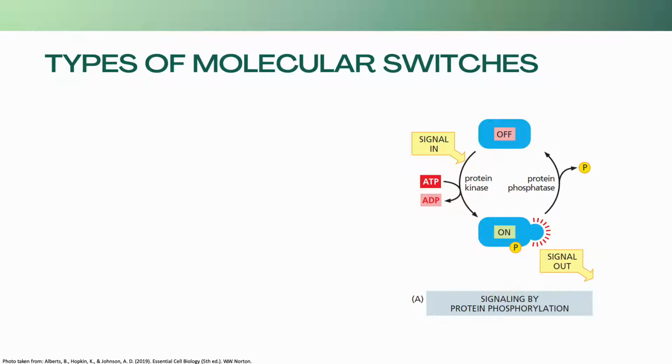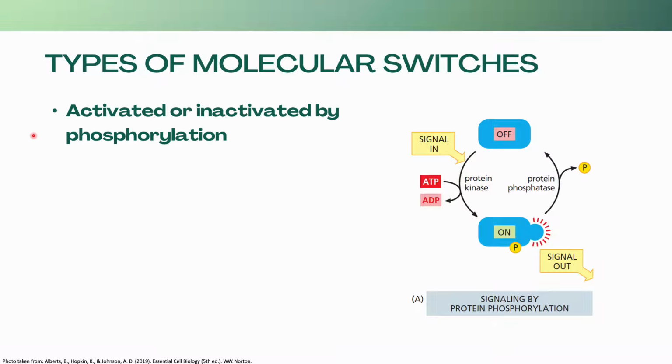We will now be talking about the different types of molecular switches in the cell. The first ones are the proteins that are activated and inactivated by phosphorylation, and this one is the most common type of molecular switch in the cell. Here we have an example of this protein switch. Here we can see its off configuration and its on configuration. The way that you turn this protein on is by phosphorylation, or the addition of phosphate.